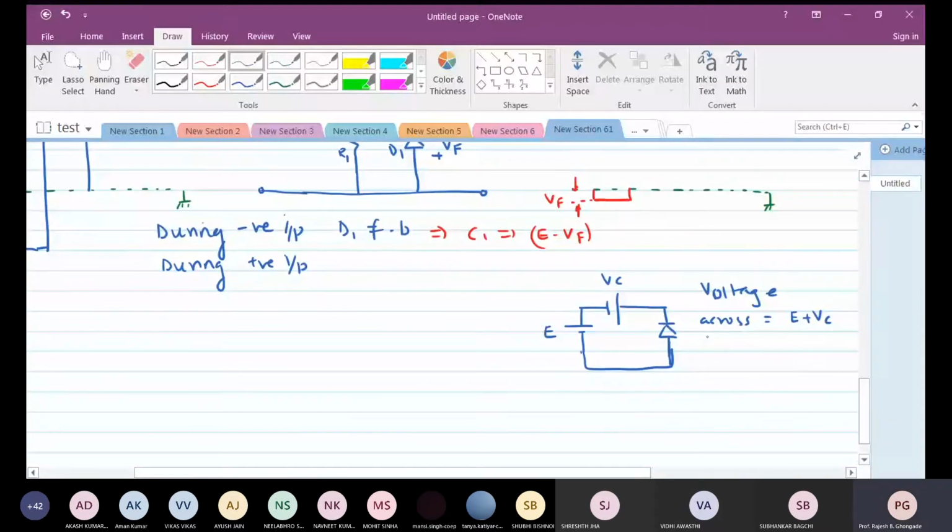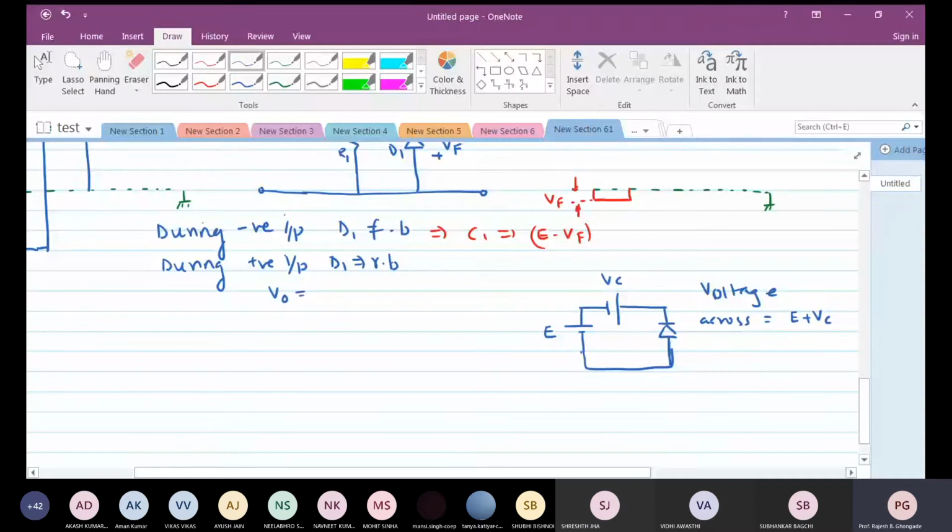Okay. But look at the polarity. The cathode is connected to the positive side, the anode is connected to the negative side. So this diode is reverse biased. Excellent. And what is the voltage across the diode then in that case?